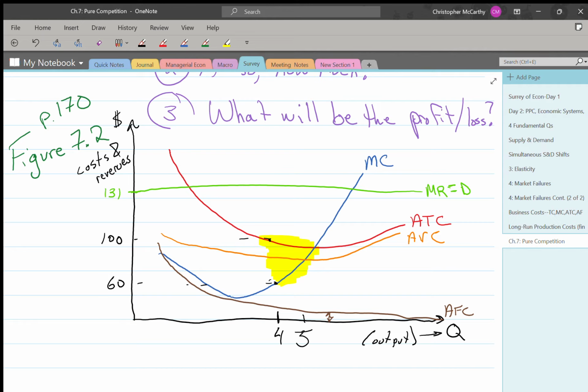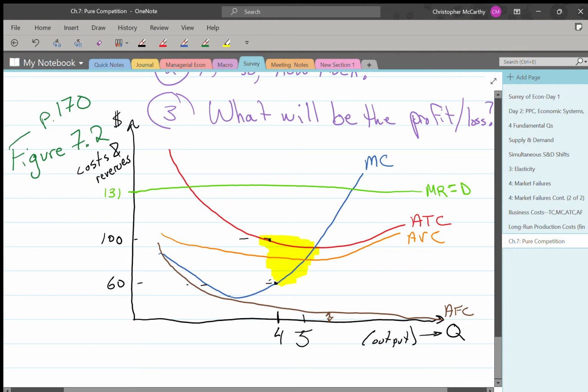So given this picture, what's going to happen? Here's where we get to our golden rule of economics, and if I had a better gold, I would do it in sparkly gold print, but I don't. We're going to produce all the way to where our marginal revenue is greater than or equal to our marginal cost. This is our golden rule: MR equals MC.